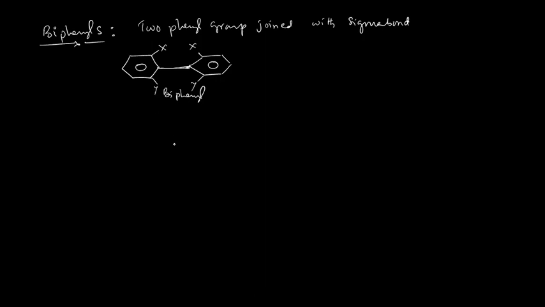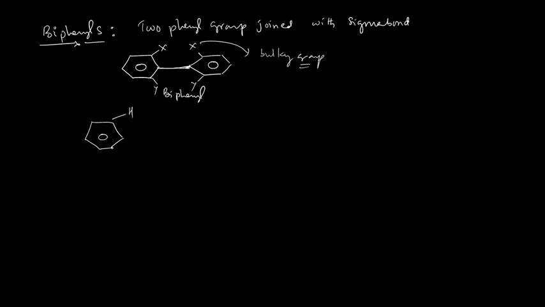When two ortho positions of each ring are substituted with bulky groups, it also exhibits stereoisomerism. Take an example of substituted diphenyls.